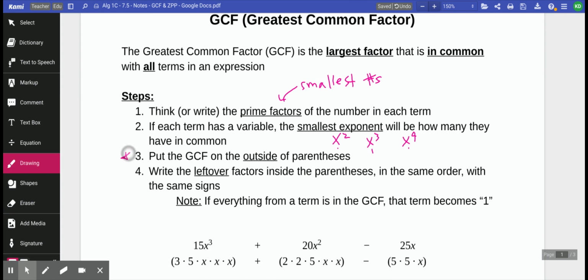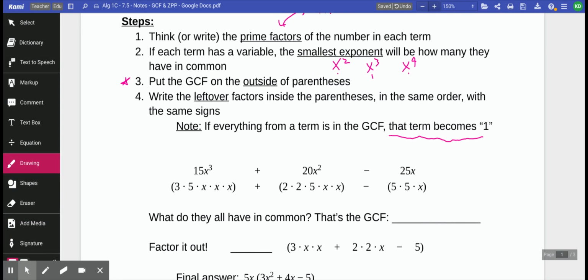When we actually do our factoring, we're going to put the GCF on the outside of a pair of parentheses. And whatever's left over is going to go inside the parentheses in the same order, so it should look like a distribution problem when we're done. If we remove everything from a term, we just remember that that term becomes 1, because that is what we're actually multiplying by. We don't have to write times 1, because we could write times 1 a million times. It's not going to change anything. But if everything else comes out, we have to have that 1 there as a placeholder.